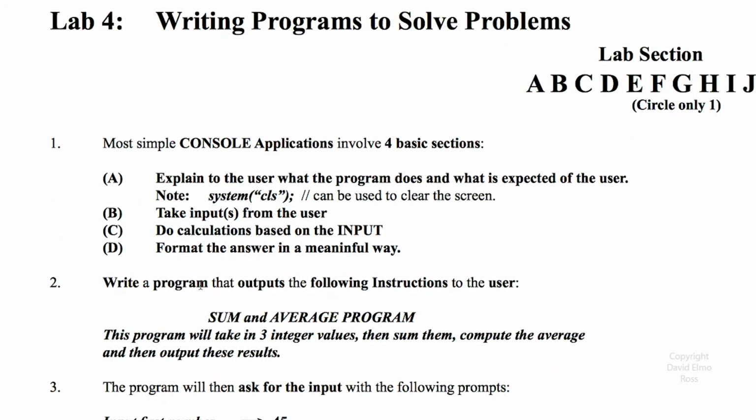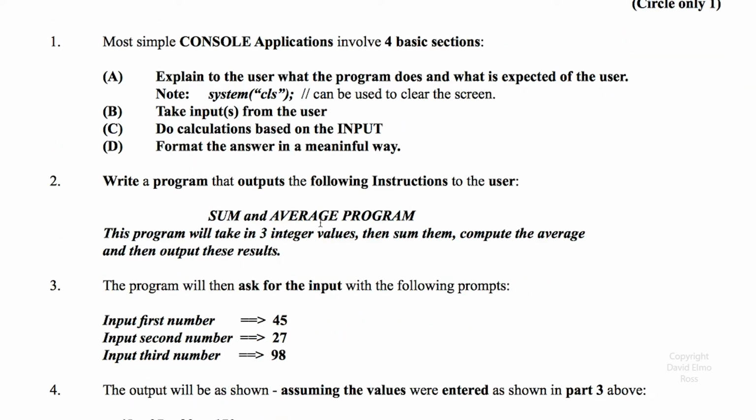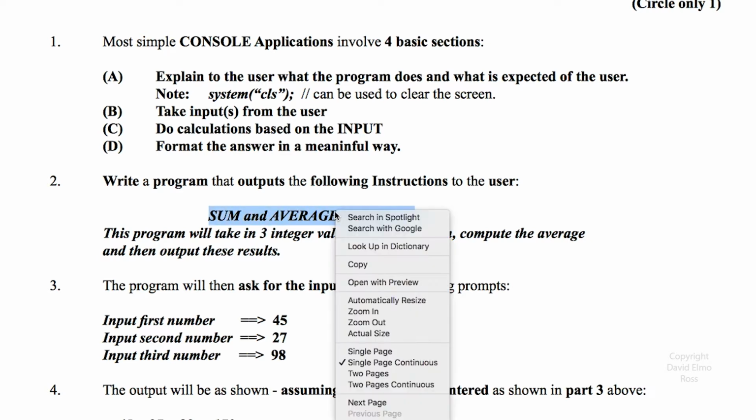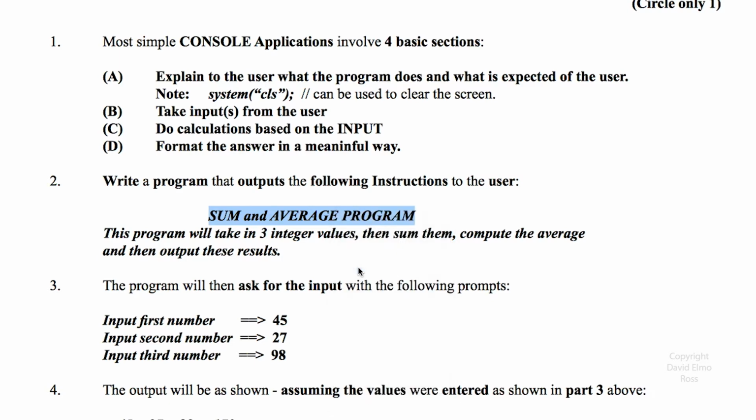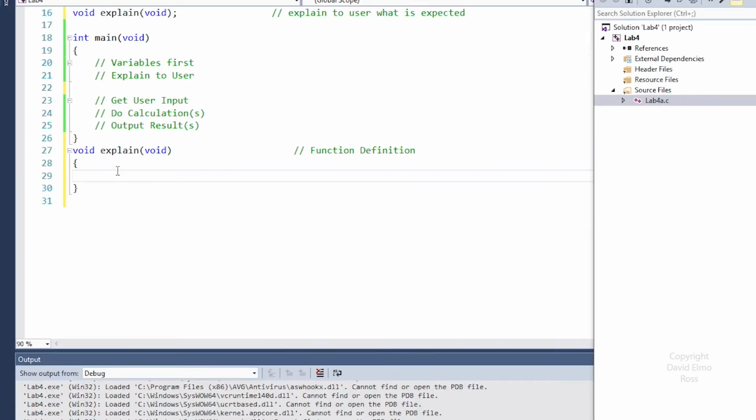Let's take a look at Lab 4. It says write a program that will give the following instructions to the user. So the first thing is sum and average program. We're just going to grab that, right mouse click, and say copy. Inside our void explain void, we're going to say printf and paste in this information and put a semicolon at the end. And that's going to be our title. Now before we print any title or anything else, we should do this on a clear screen. So we're going to say system clear screen.